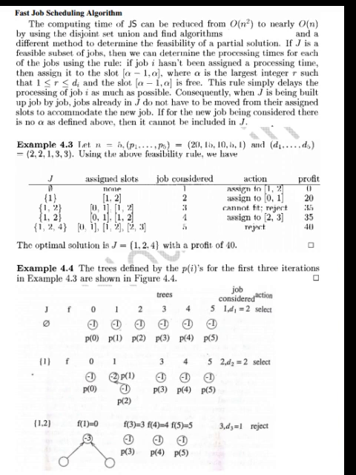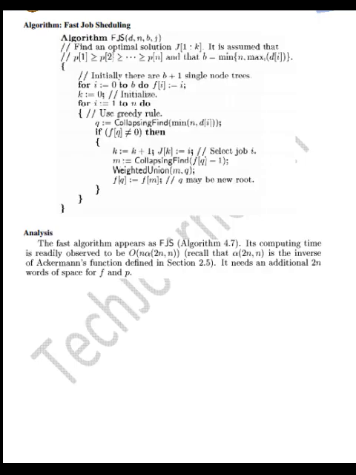See the example 4.4. See the algorithm, fast job scheduling.